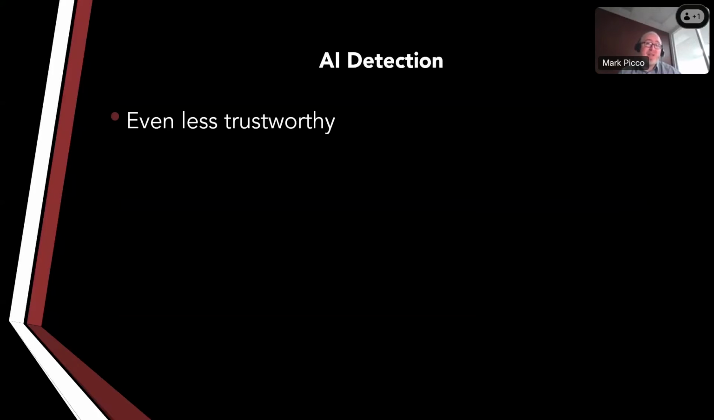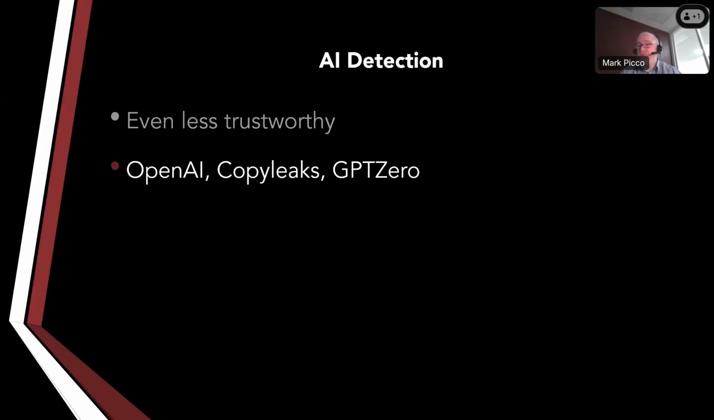So AI detection, that's why we're getting to this, is because it's even less trustworthy than plagiarism detection. There's loads of different examples out there. OpenAI has a tool, CopyLeaks has a tool, GPT-0, and there's also ZeroGPT. Turnitin has actually gone back on their tool. Turnitin had an AI detection tool as well, and they've had to remove it in many situations because of it being wrong.